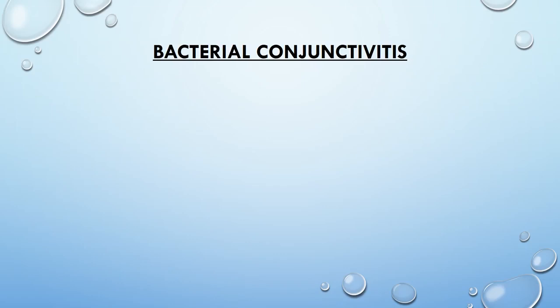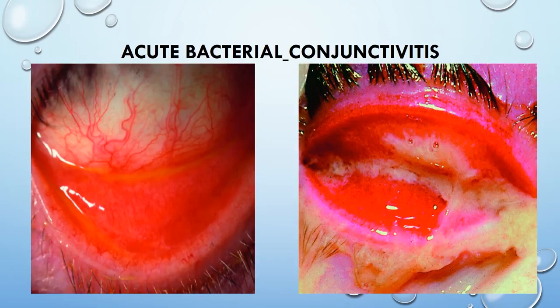One of them is bacterial conjunctivitis. We will discuss a few important topics related to bacterial conjunctivitis. Acute bacterial conjunctivitis is a common and usually self-limiting condition caused by direct eye contact with infected secretion. The most common isolates are Streptococcus pneumoniae, Staph aureus, Haemophilus influenzae, and Moraxella catarrhalis. The diagnosis is according to symptoms and signs.